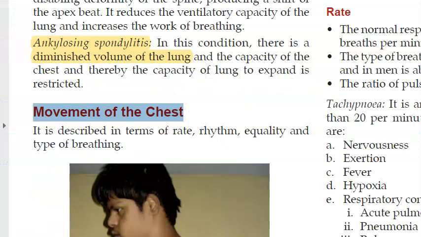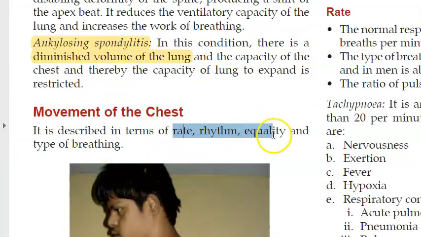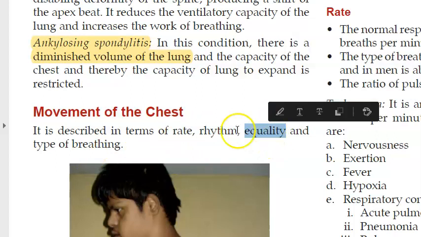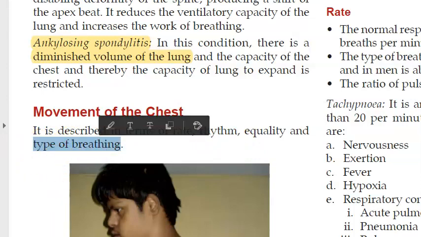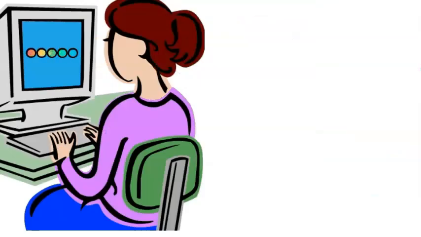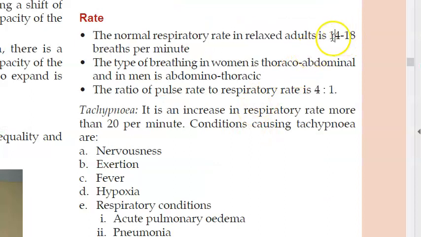Let's look at the movement of the chest now. When you're talking about the movement of the chest, you'll have to talk about the rate, the rhythm, equality, and type of breathing. Is it equal on both sides? What is the rate? Respiratory rate, this you know. Rhythm, is it regular, irregular, etc. And the type of breathing. Let's look at this. What is the normal respiratory rate that you breathe with? Yes, it is around 14 to 18. Please remember this, 14 to 18, okay?